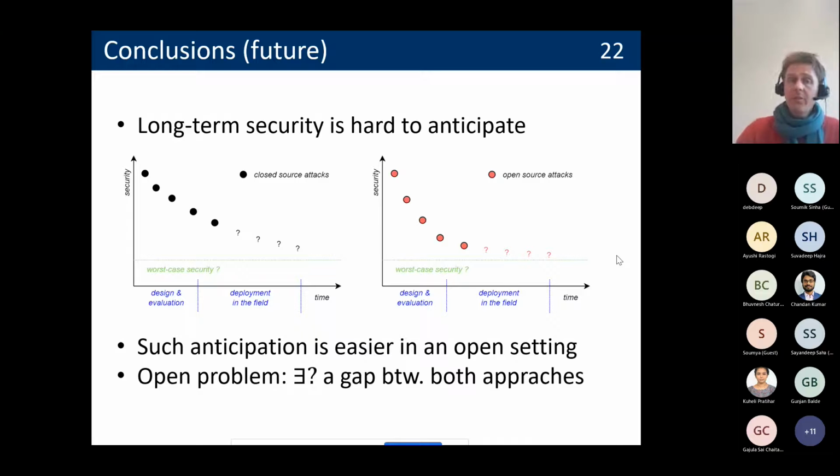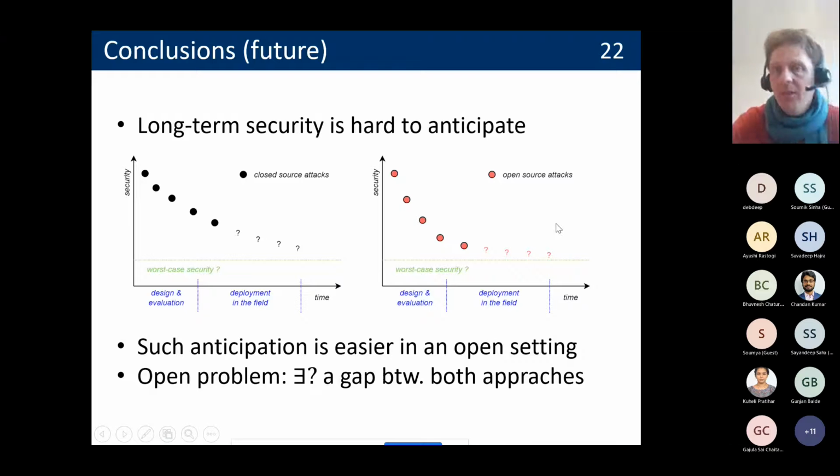I mean, in general, long-term security is hard to anticipate. That's a problem that we always face. And you can choose, of course, to say, okay, I am going to do security evaluation in a closed source setting, and I will take a lot of time to find out what's the security level of my implementation, probably losing a nice way to anticipate what an adversary could be trying to do.